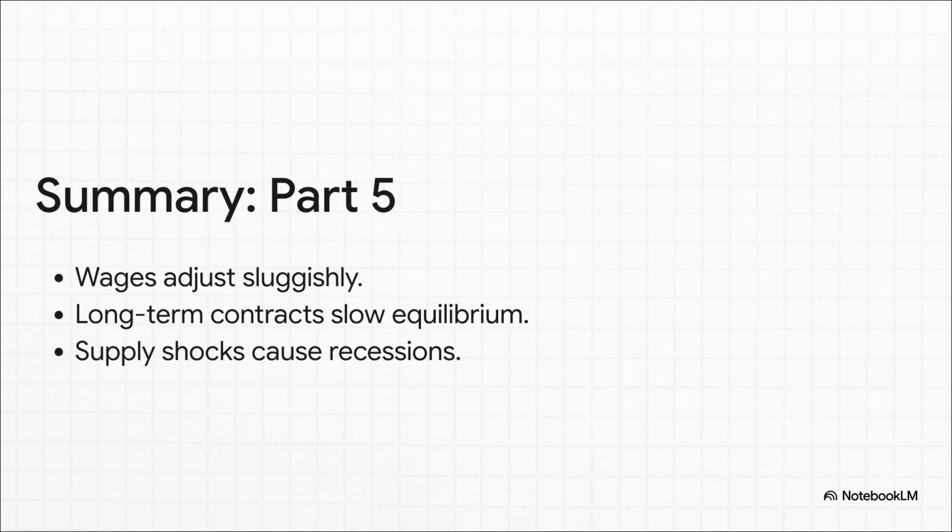So to summarize our final module here, the reality is that wages and prices adjust sluggishly. This means the economy relies on a slow, dynamic adjustment process rather than instant corrections. And because of this sluggishness, adverse events like oil price shocks can cause severe disruptions, trapping the economy in a painful adjustment period for months or even years.